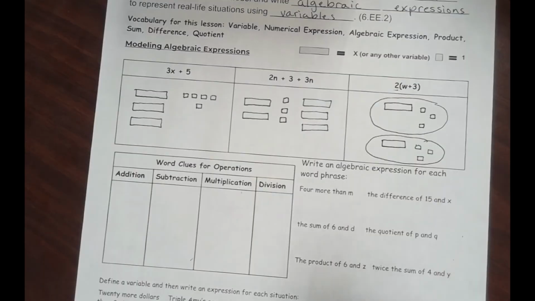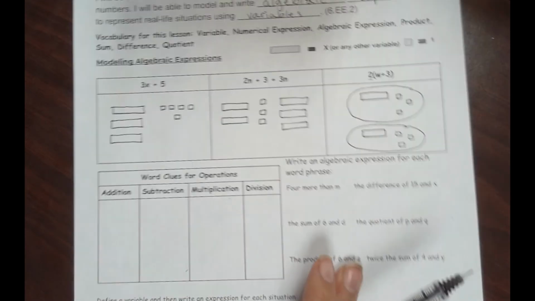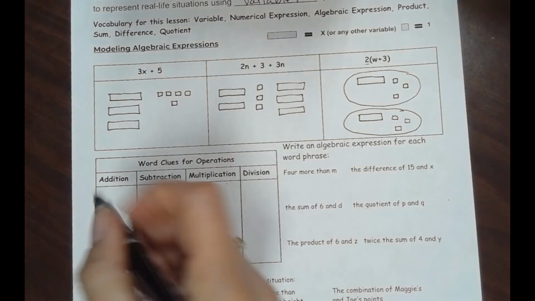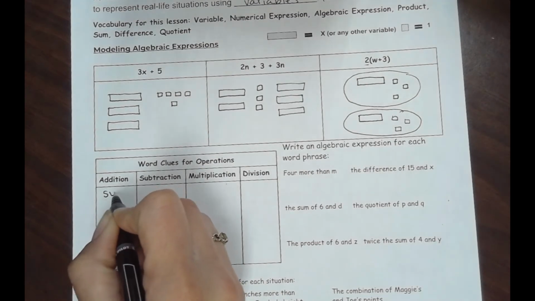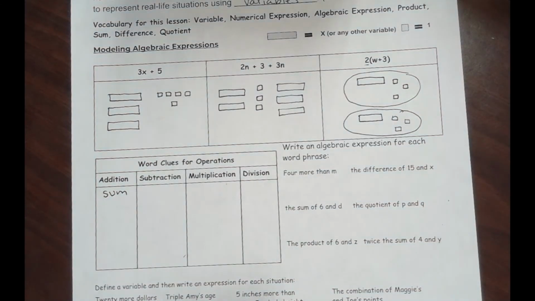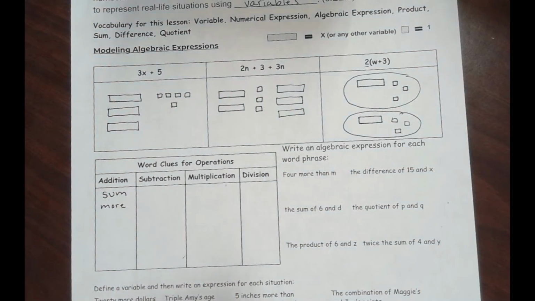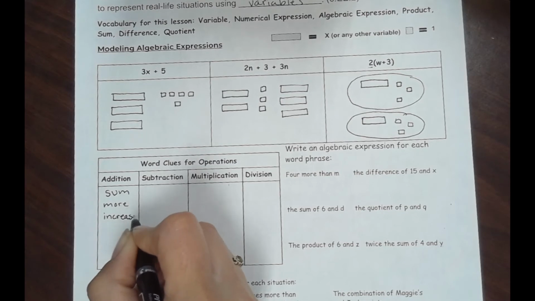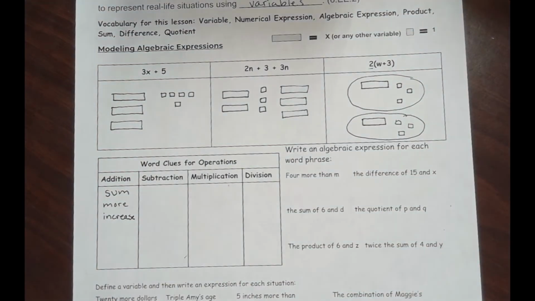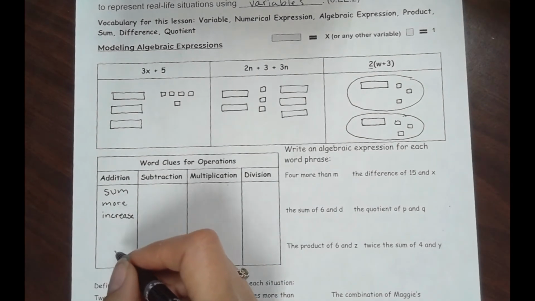Now, I want you to be able to turn real-life situations into algebraic expressions. So we're going to talk about word clues for operations that we might see. So when we're adding, there's quite a few words that could help us. Okay, the go-to is sum, more, if we're getting more, increased by, in addition, well, that one's pretty obvious.